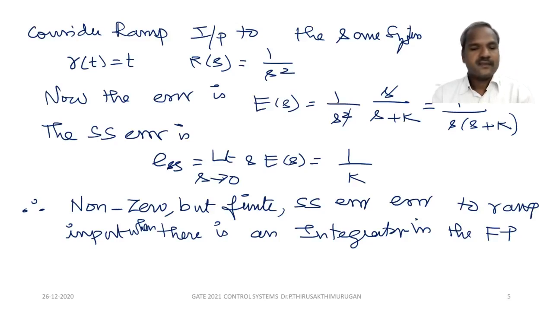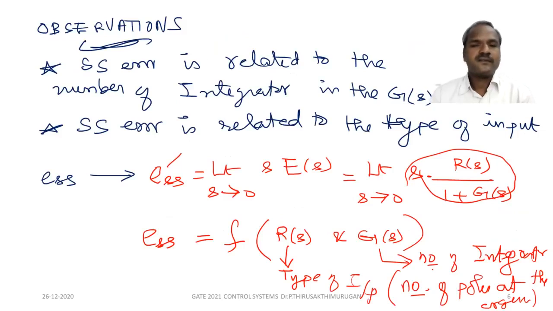Okay, that is k. So now we have a non-zero but finite steady state error to a ramp input when there is an integrator in the forward path. From the above discussions, we observed that the steady state error is related to the number of integrators in the G of S, that is the type of the system, and to the type of the input. So your steady state error equals this. This is the formula for steady state error.